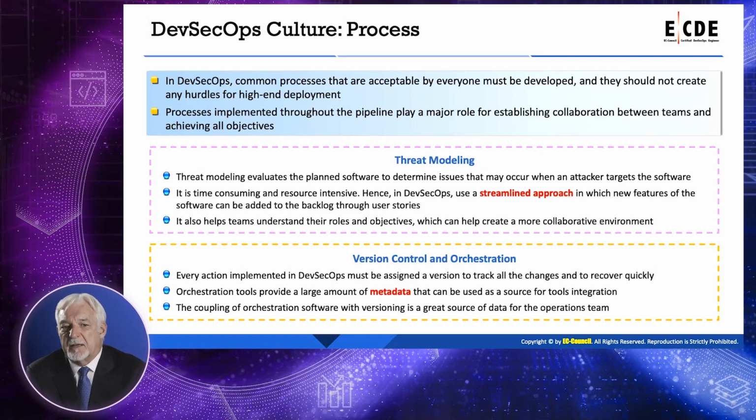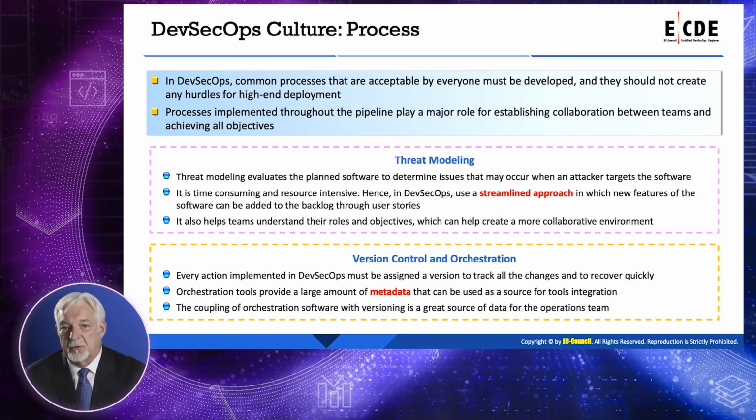You can use threat modeling. It evaluates the planned software to determine issues that may occur when an attacker targets the software. It is time-consuming and resource-intensive. Hence, in the DevSecOps environment, use a streamlined approach in which new features of the software can be added to the backlog through user stories. These user stories allow a clear idea of what's being developed next, and a quicker threat modeling exercise can be achieved out of that. It also helps teams to understand their roles and objectives. Threat modeling can be leveraged to create that more collaborative environment.